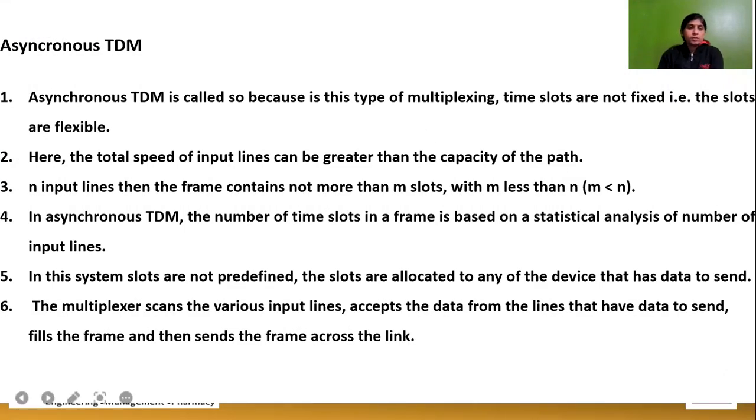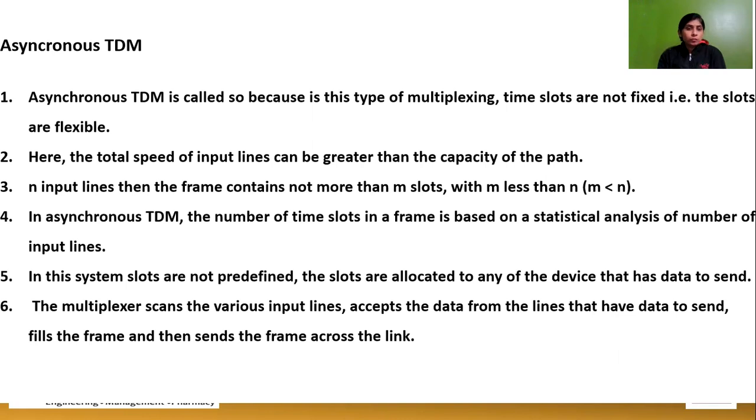Now we will discuss asynchronous time division multiplexing. It is just the opposite of synchronous time division multiplexing. Here the time slots are not fixed. In synchronous time division, time slots are fixed, each device sends its data, and all devices get the same opportunity. But here the time slots are not fixed and the slots are flexible.